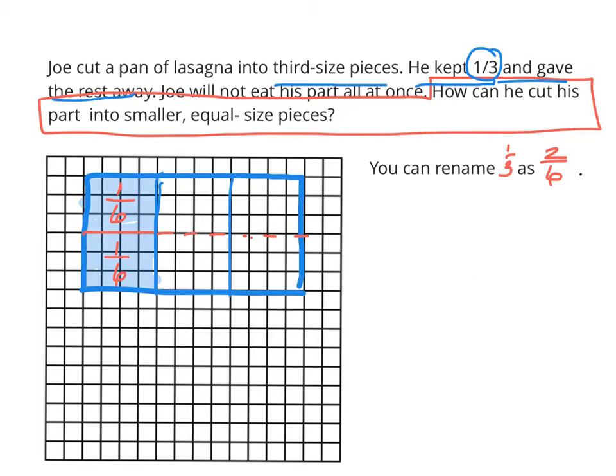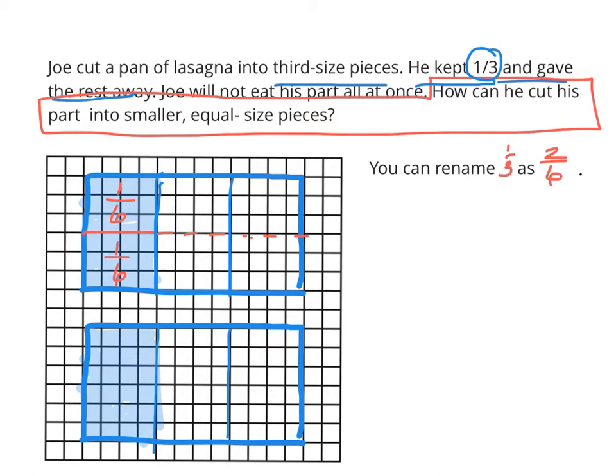Okay, so is this the only way that Joe can cut his part? Just in 2 equal pieces? Well, no, right? Let's see how Joe can cut his part of the lasagna into 4 equal pieces. So go ahead and try this with your partner and pause the video until you're ready, and then we'll work on it together.